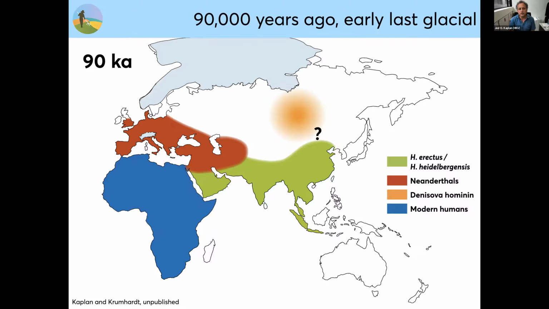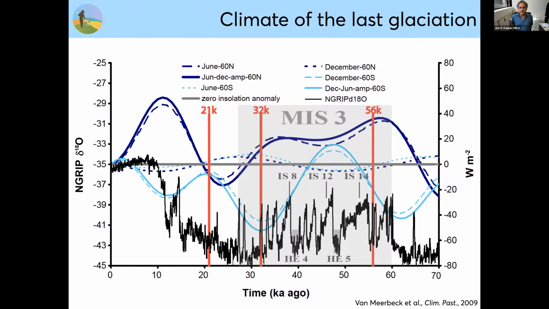It isn't really until we get into the last glacial cycle, the last ice age cycle, which starts about 105,000 years ago, that we start to see bigger changes in the distribution of people on the planet. 90,000 years ago, in the early part of the last glacial, for sure, humans are present everywhere in Africa, and they've started moving into Asia. And something interesting happens during the last glaciation.